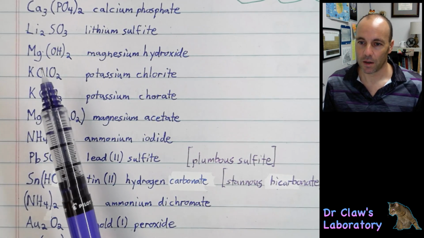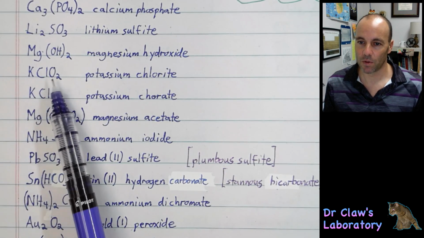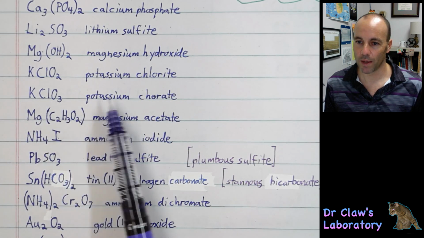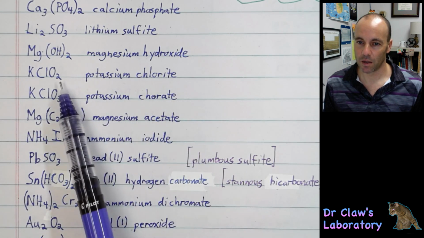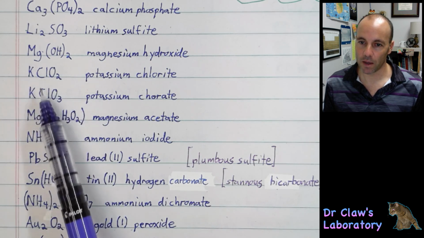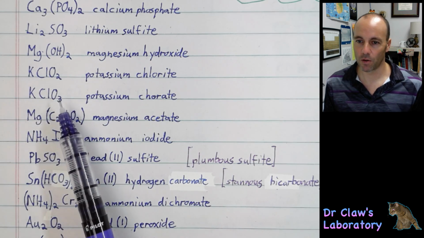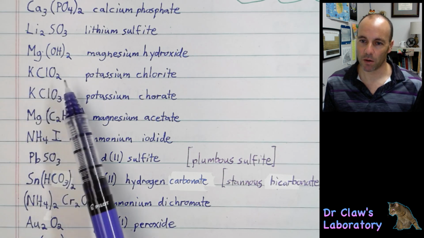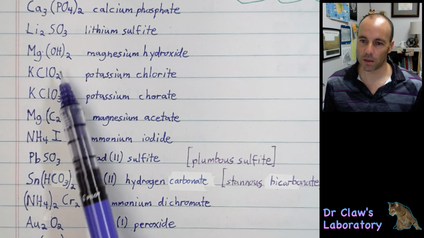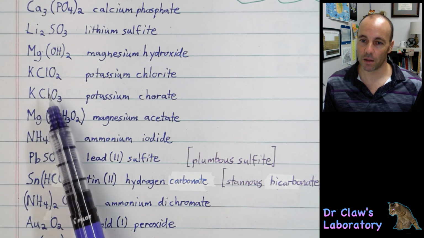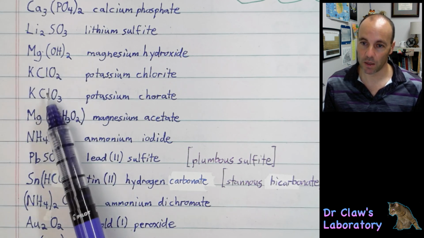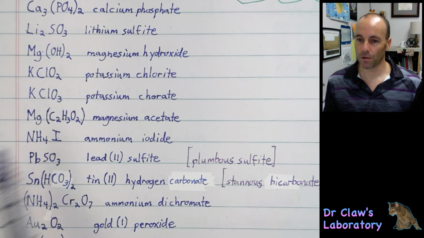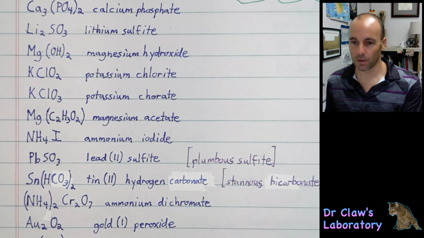Right here, this is potassium chlorite, and this is potassium chlorate. Okay, chlorite is different than chlorate. The potassiums are always +1s, but chlorite is ClO2 minus, and chlorate is ClO3 minus. Okay, don't get chlorite and chlorate confused.